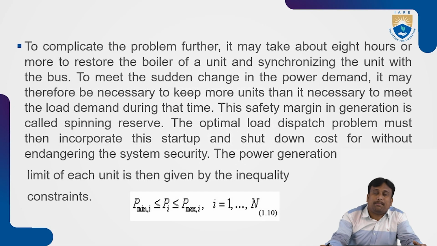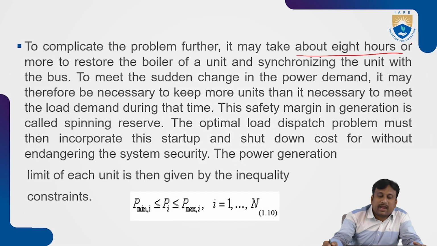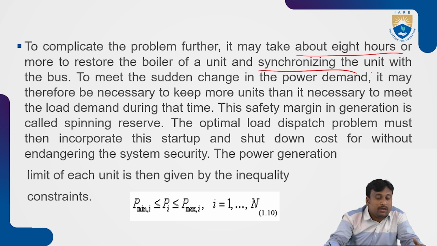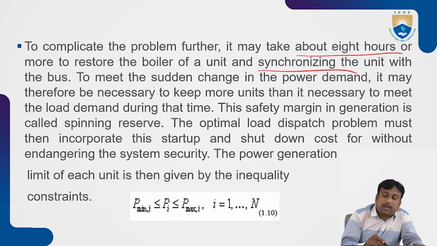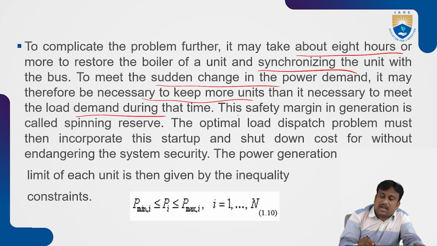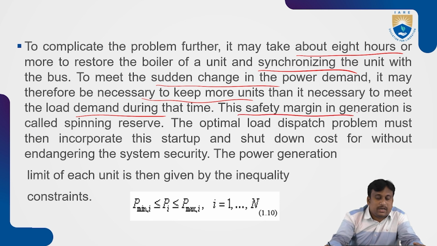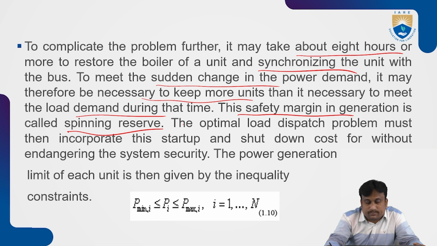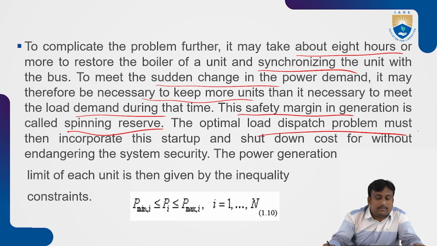To complicate the problem further, it may take about 8 hours or more to restore the boiler of a unit and synchronize the unit with the given bus. At the respective bus, it is going to be synchronized. To meet sudden changes in the power demand, it may therefore be necessary to keep more units available to meet the load demand during that period of time. This makes a safety margin in generation, which is called the spinning reserve unit.